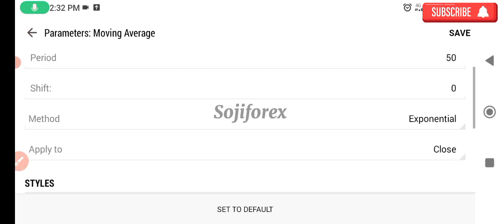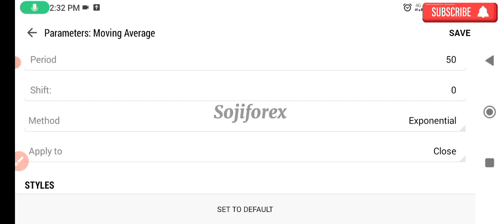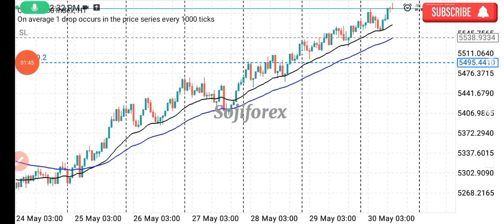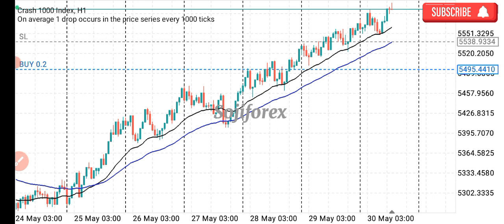And then the second moving average is moving average 50. Shift is 0. It is exponential. Apply to close and you save. If you have done that, your chart will be looking like this, just as mine.